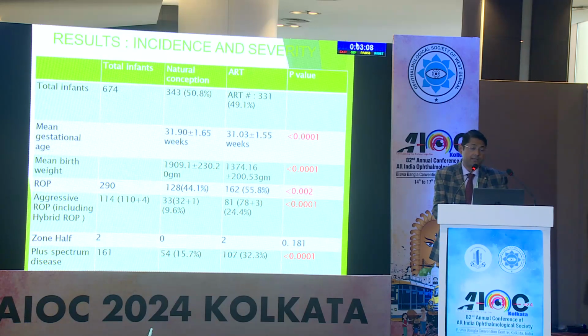Here we can see the incidence and severity. We got a total of 674 infants, 334 were natural conception and ART 331. Mean gestational age was equivalent, 31 weeks. Mean birth weight was lesser in the ART group. ROP was more in 162, 55% in ART compared to 44%. Aggressive ROP again is more in ART, 24% compared to 9.6%. Zone one ROP we got only in case of ART babies. Plus spectrum again is more in cases of ART babies compared to natural conception.